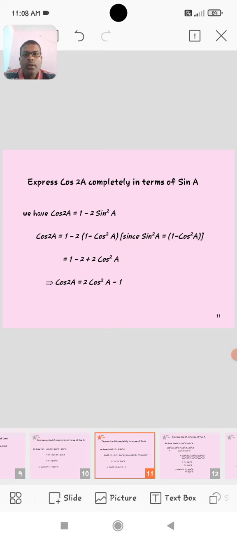Now we can do the multiplication. 1 minus 2 into 1 is 2, minus into minus is plus 2 cos square a. That implies cos 2a is equal to 2 cos square a minus 1. So how many formulas do we get? 3 formulas completed. Now we go to the next one.